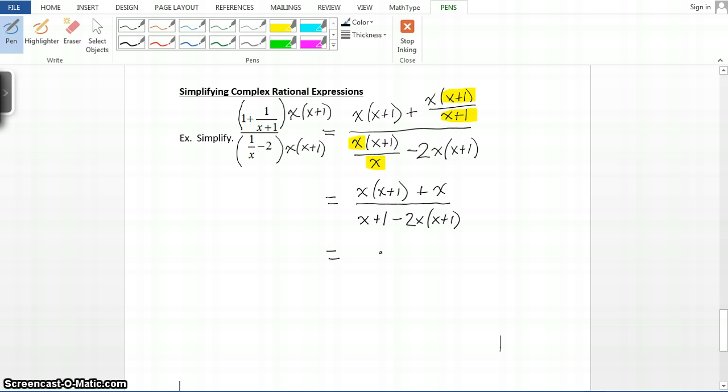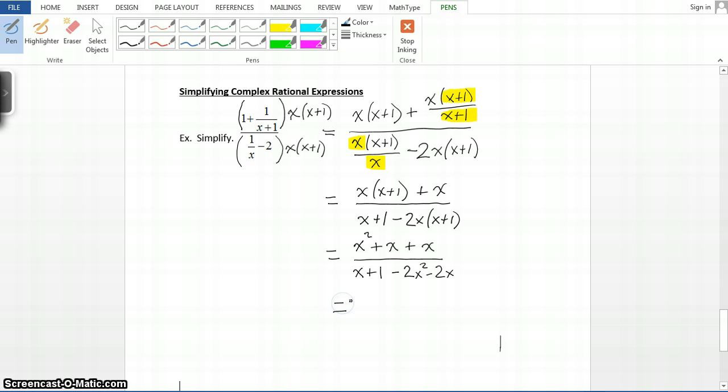Okay, let's distribute to get rid of these parentheses. Got a set of parentheses in the numerator, set in the denominator. I'm going to distribute. So back in the numerator, I'll have x squared plus x. Down in the denominator, here's my x plus 1 that was right there, minus, distributing a negative 2x through here, it's negative 2x squared minus 2x.